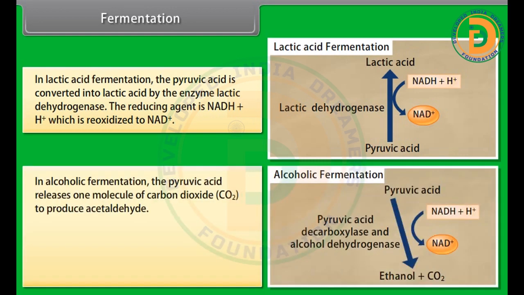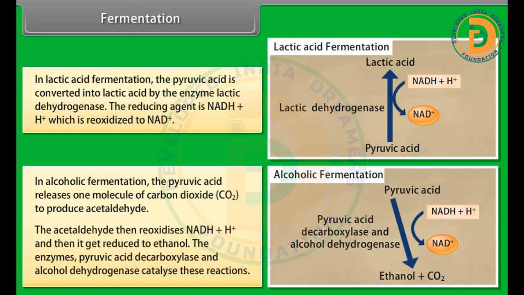In alcoholic fermentation, the pyruvic acid releases one molecule of carbon dioxide to produce acetaldehyde. The acetaldehyde then reoxidizes NADH plus H plus, and then it gets reduced to ethanol. The enzymes pyruvic acid decarboxylase and alcohol dehydrogenase catalyze these reactions.